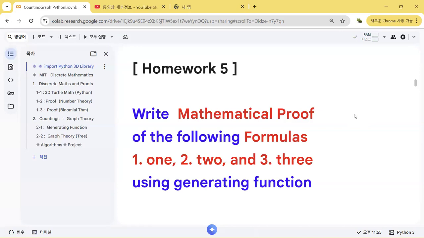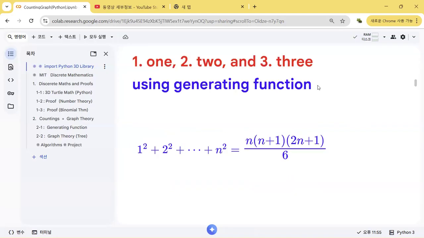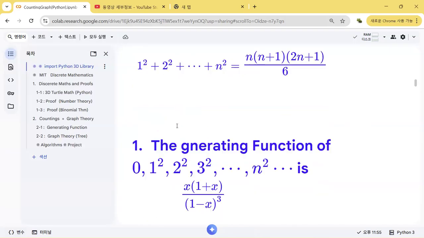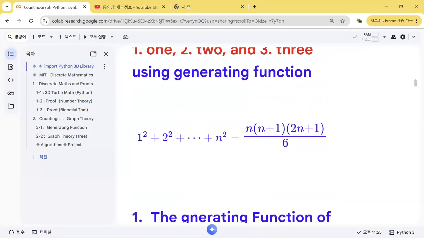Let me explain homework problem 5. Problem 5 is to prove this famous formula using a binomial theorem. There are three parts in proving this formula.